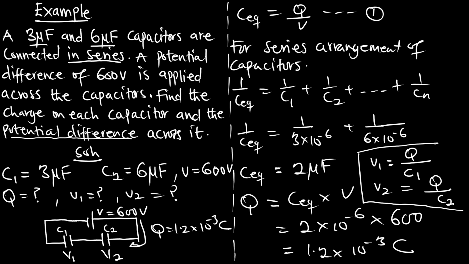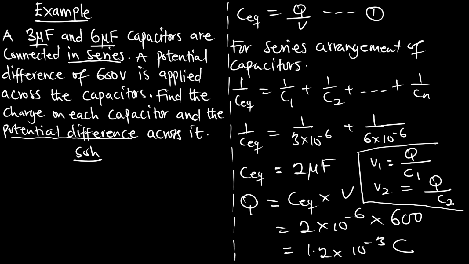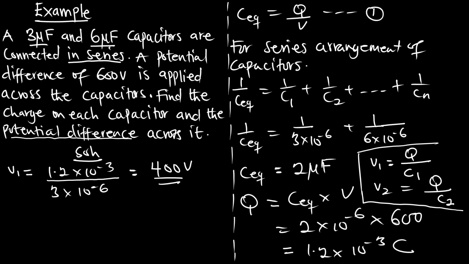So let's look at the voltages. V1 is going to be Q, the charge, 1.2 times 10 to the power negative 3, over the capacitance of the first capacitor, which is 3 times 10 to the power negative 6. With this, we are going to get a voltage of 400 volts. There's no need to stress. There are two capacitors, the total voltage is 600, and one of them is taking 400. So the second one will automatically take 200 volts.